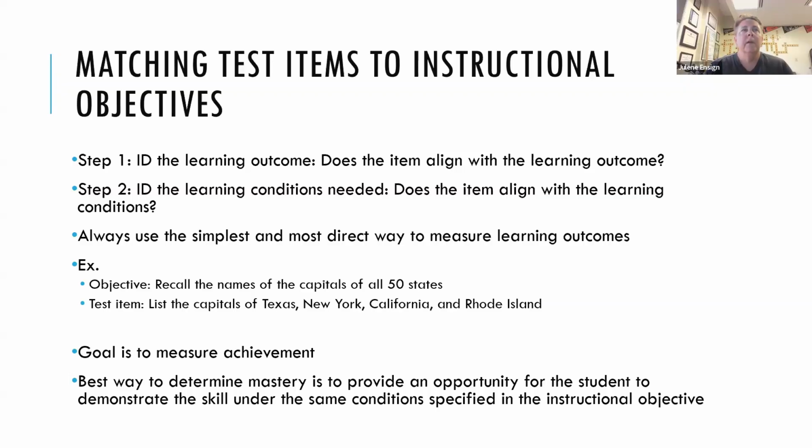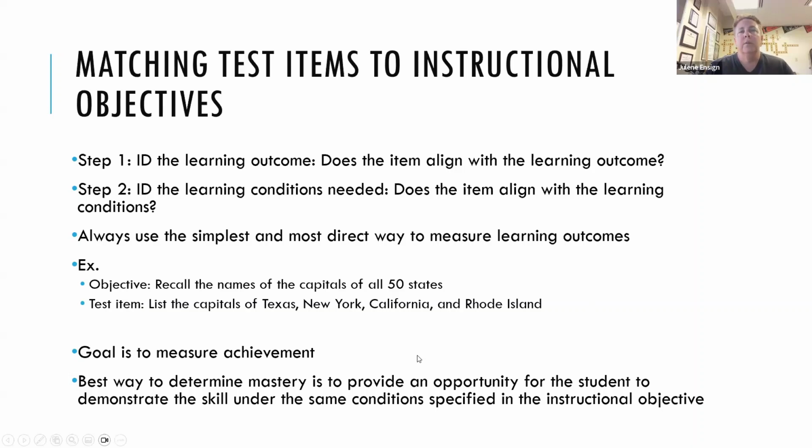So for example, an objective test item: recall the names of the capitals of all 50 states. Okay, and you probably had somewhere in elementary school, or maybe in a history or civics class, where you had to learn state capitals, right? So if that's my objective, the test item might say, list the capitals of Texas, New York, California, and Rhode Island. And then the student's going to fill in the blank. Or it could be just one of those. But that test item aligns with the objective, right? That's what we want in a good test item.